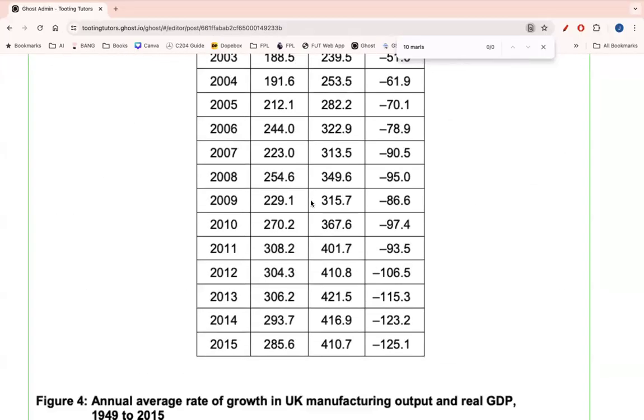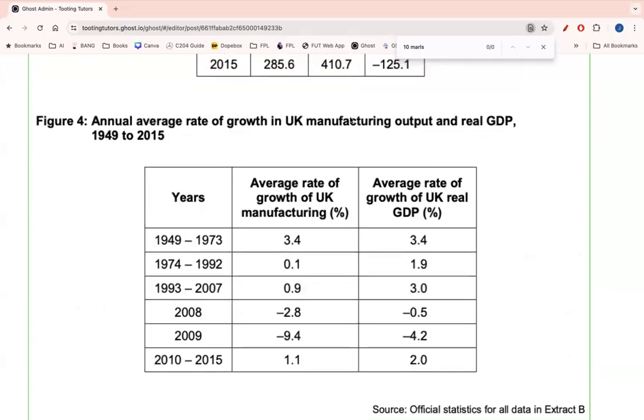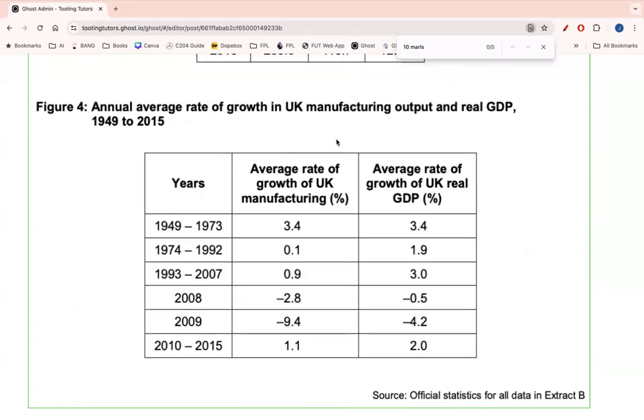What unemployment is that, machines? Sorry? What unemployment is like replaced by machines? Structural. Structural. And then figure 4 shows the rate of growth of manufacturing output.